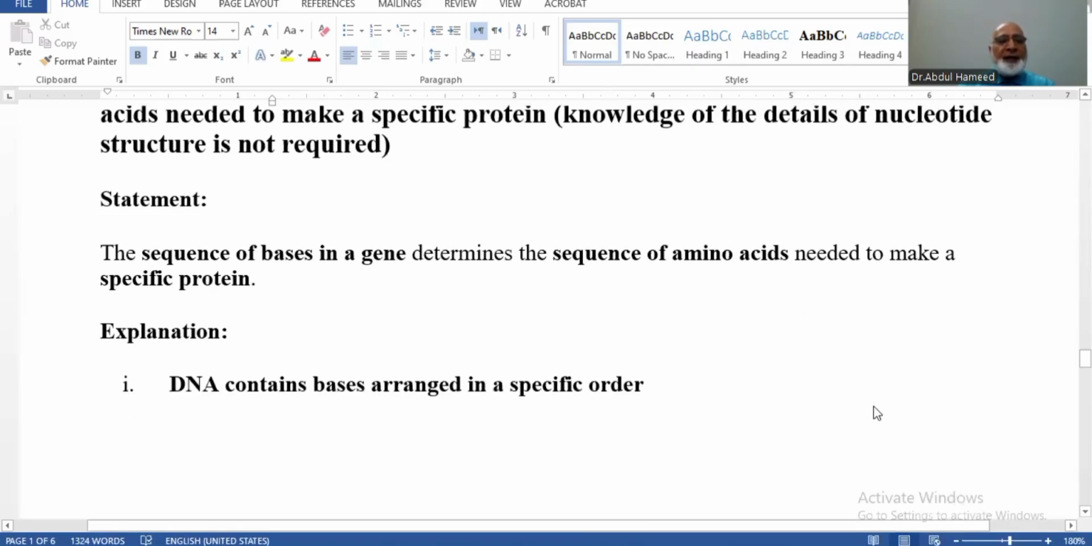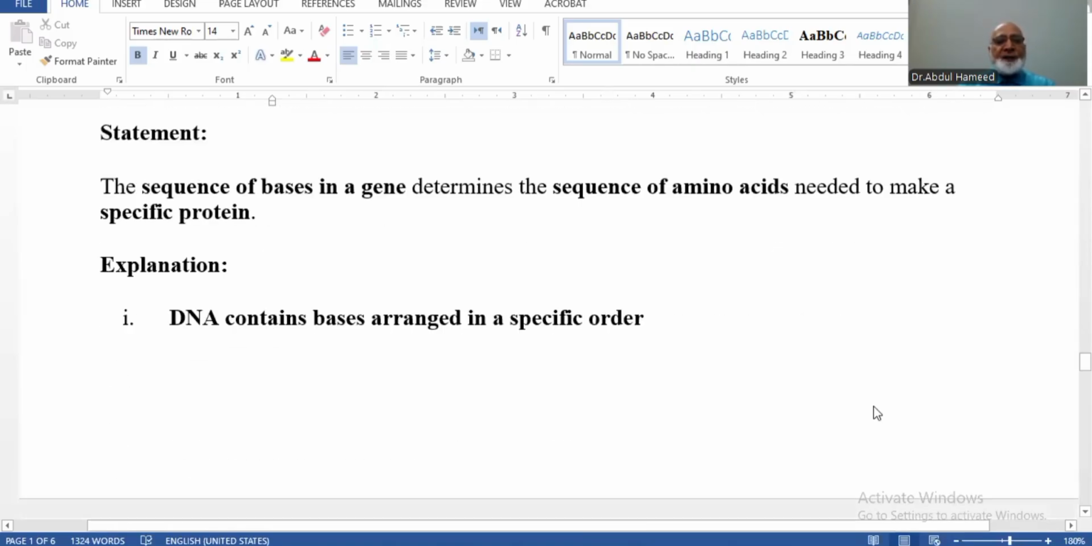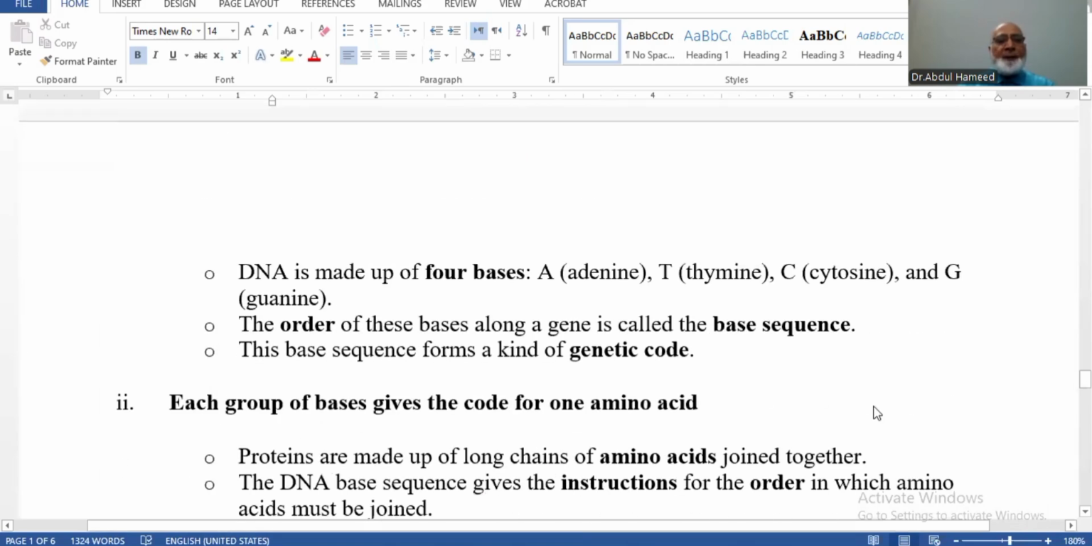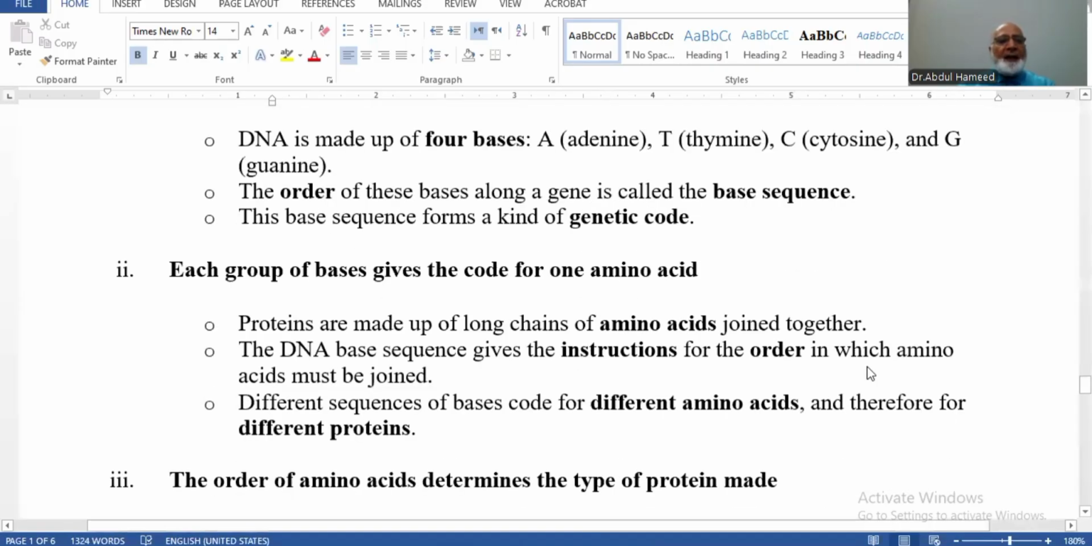For example, DNA contains bases arranged in a specific order. DNA is made up of 4 bases. This is just the repetition: A, T, C, and G. The order of these bases along a gene is called the base sequence. So when we go for DNA sequencing nowadays, the concept is the base sequence in that DNA molecule and the base sequence in a particular organism. The base sequence forms a kind of genetic code. So each group of bases gives the code for one amino acid.